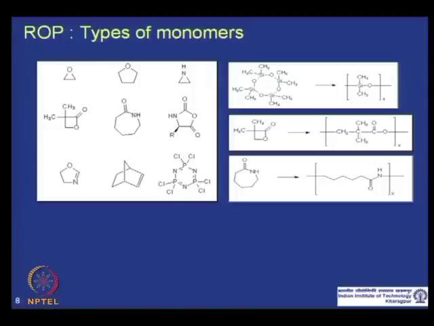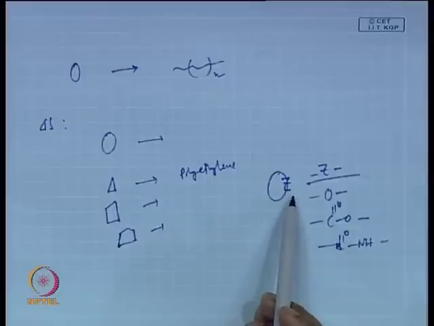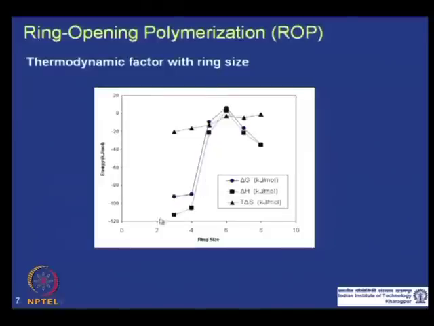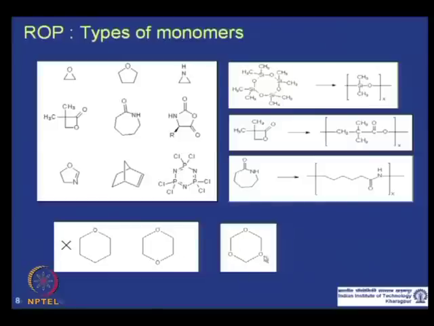Now, the chart of thermodynamic feasibility which we showed was for cycloalkanes, not for this type of monomers where you have a heteroatom. So the absolute values in this graph will change if we now consider a cyclic ring having a heteroatom, but the trends more or less remain the same. Again, the thermodynamic feasibility will decrease as you increase from 3 to 6 and then go up again as you increase the ring size. So if you have cyclic ethers, say tetrahydropyran or 1,4 dioxane, they do not undergo polymerization, whereas this one does undergo ring opening polymerization.